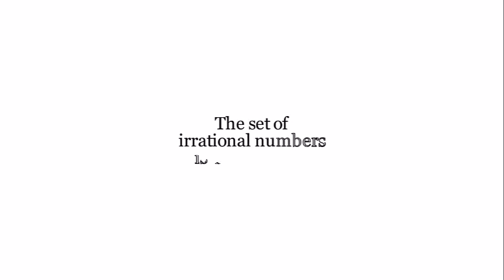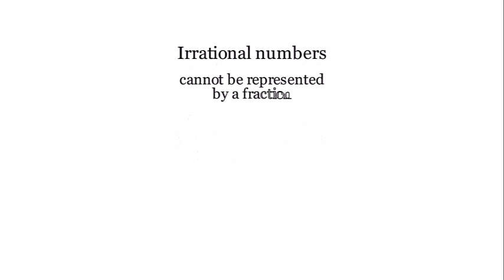Let's prove that the set of irrational numbers is uncountable. But what does that mean? Fine, let's break it down. Irrational numbers are numbers that cannot be represented by a fraction a divided by b, where a and b are integers, as opposed to rational numbers, which can be represented by fractions. Irrational numbers have an infinite number of decimal places.